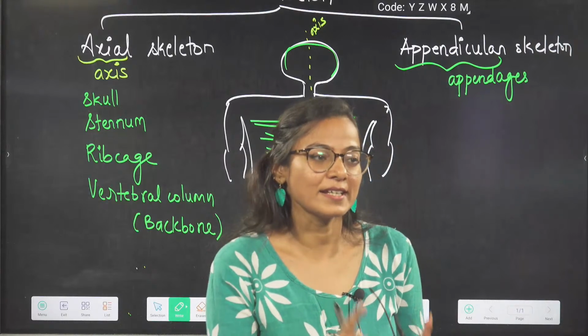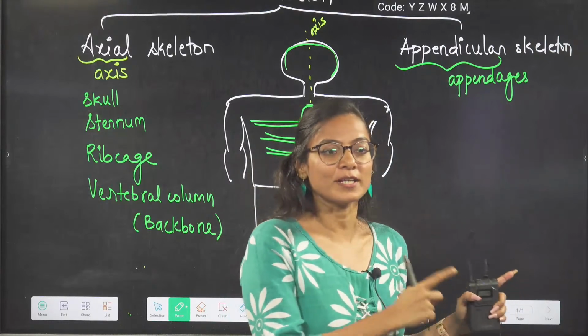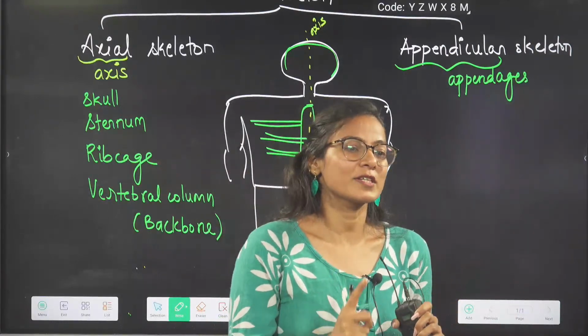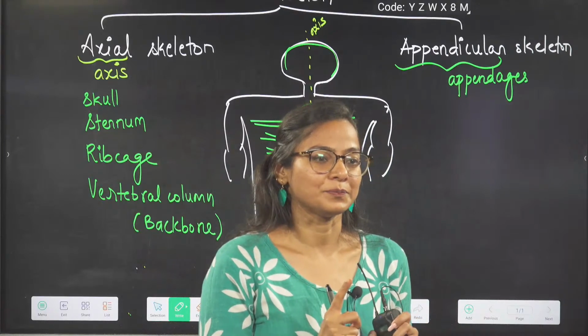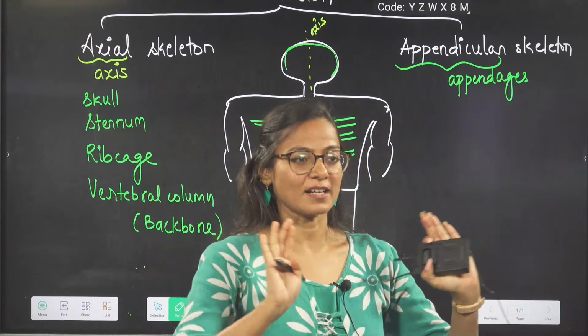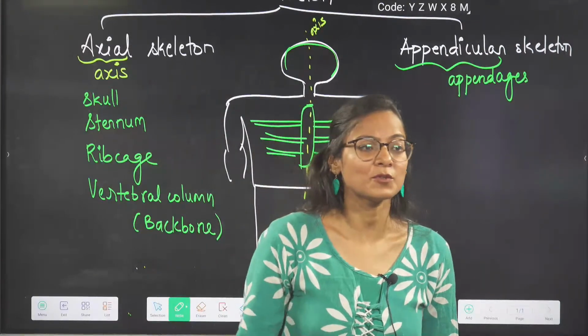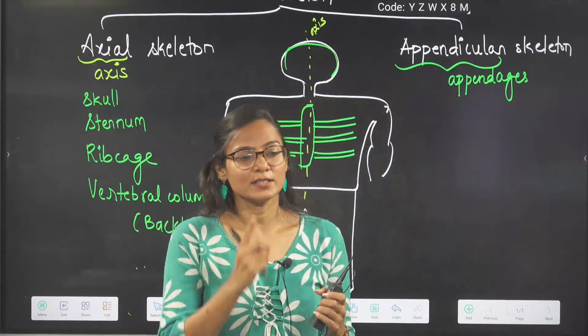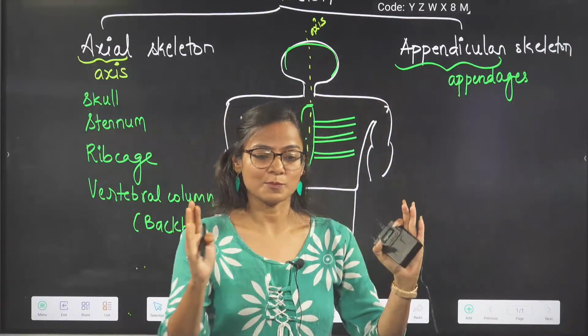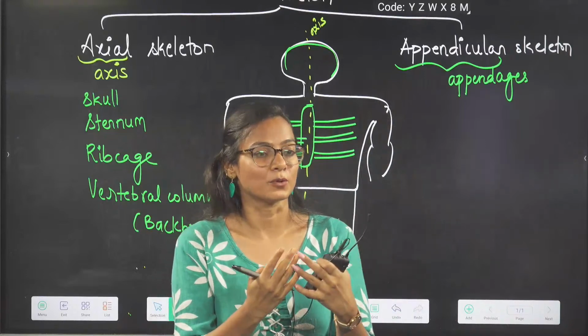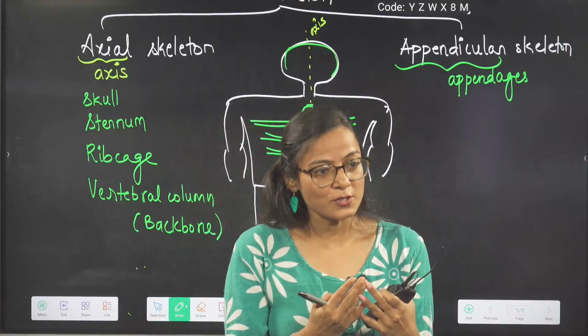Yes, Uday, sacrum. I'll tell you now. It is not directly associated with the axis. It is present around like this. Pelvic bone is not associated with the axis. It is present around like this, the hip bone. So about that also I'm going to talk now.